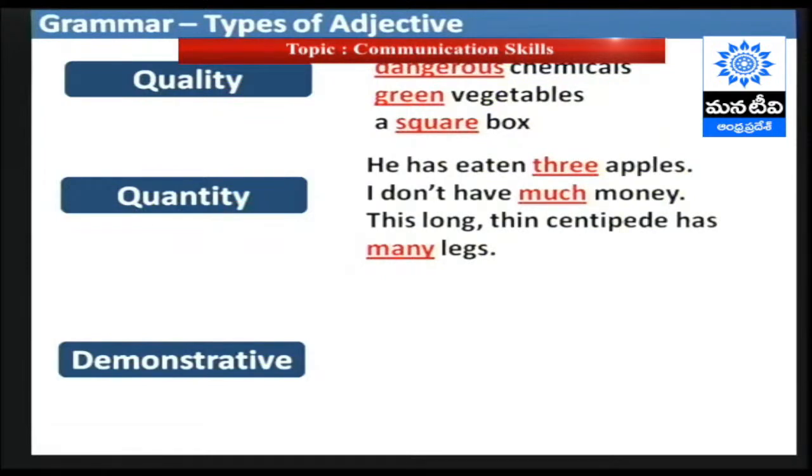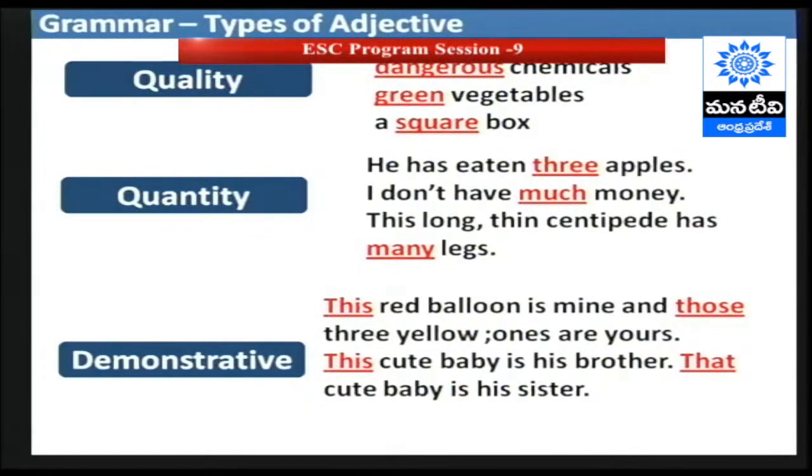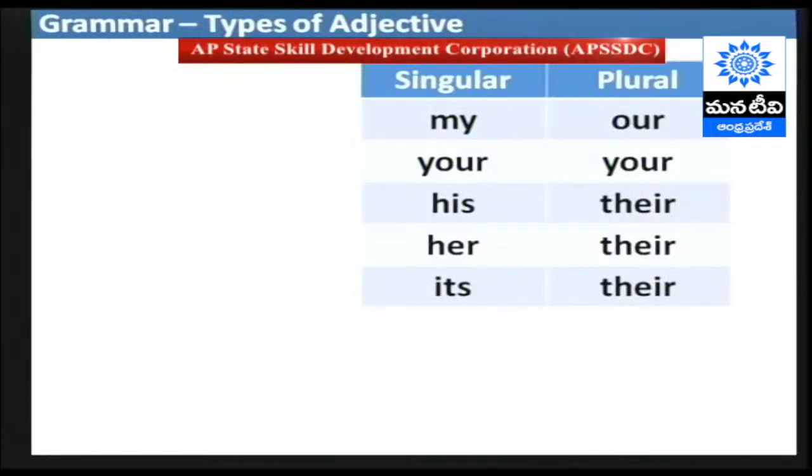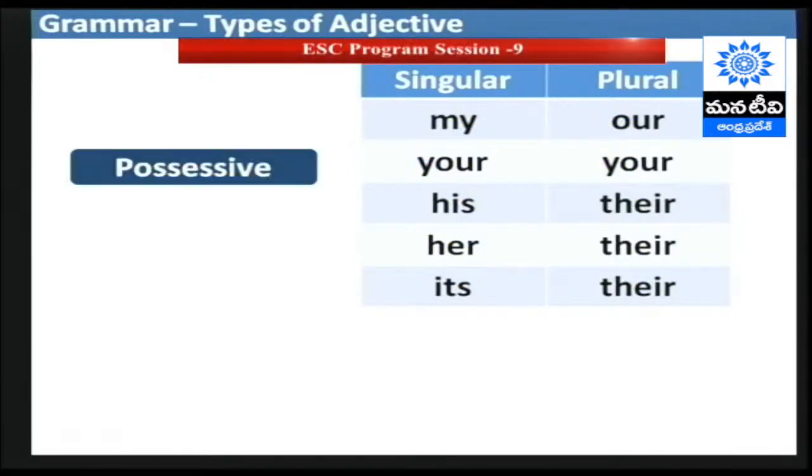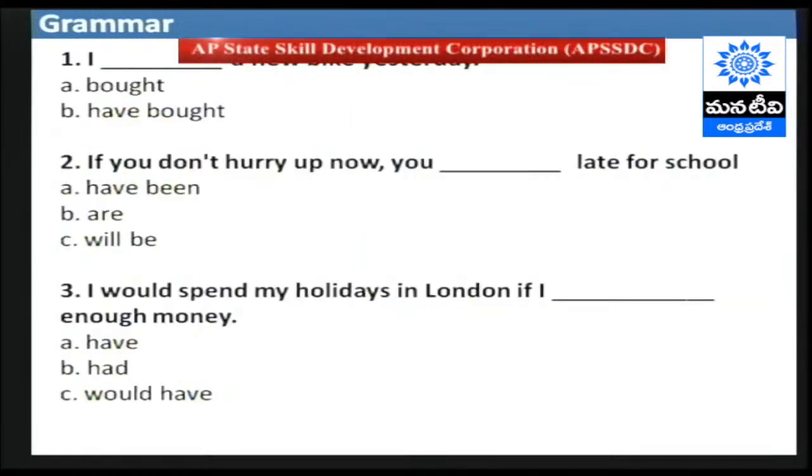Demonstrative, something that is displaying or demonstrating. This red balloon is mine and those 3 yellow ones are yours. This cute baby is his brother. That cute baby is his sister. So anything that is denoting something is also an adjective. Now adjective in terms of singular and plural also you need to know. For example, my will become our, your will remain same, his, her, its. Remember I spoke about the possessions. So that's a possessive adjective. Now here are some more examples to quickly test your knowledge.